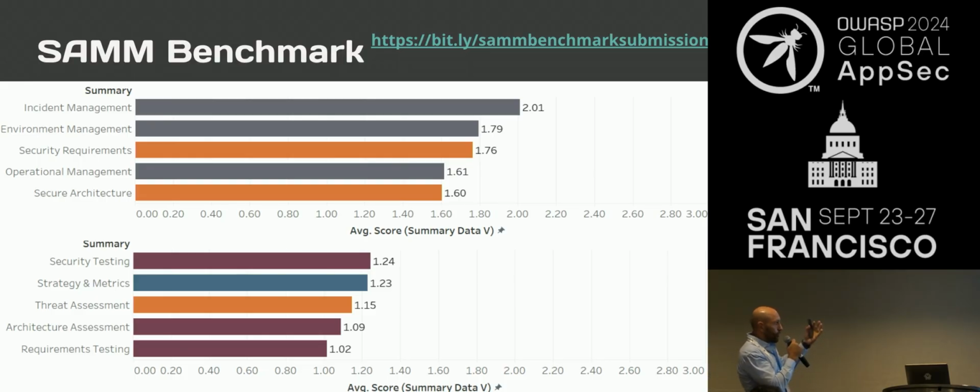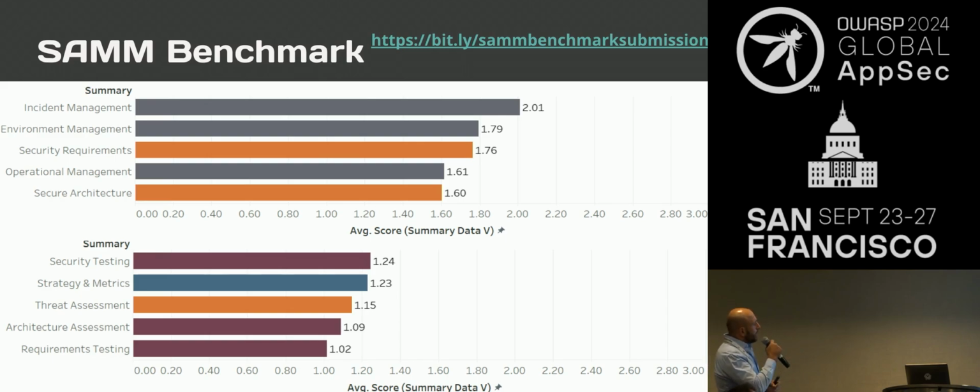I would say security requirements is a nice thing to see, and secure architecture as well. But then if we look at the bottom part, so security requirements is a high scorer, but requirements testing is the worst scoring activity. So we have some requirements going on, but then we are not really testing for those requirements. But then what are we exactly doing with those requirements is the question.